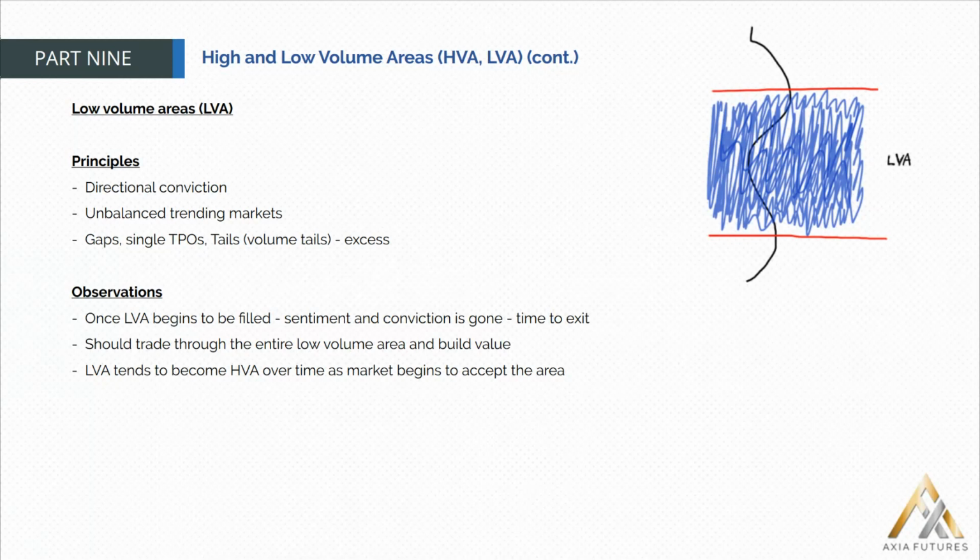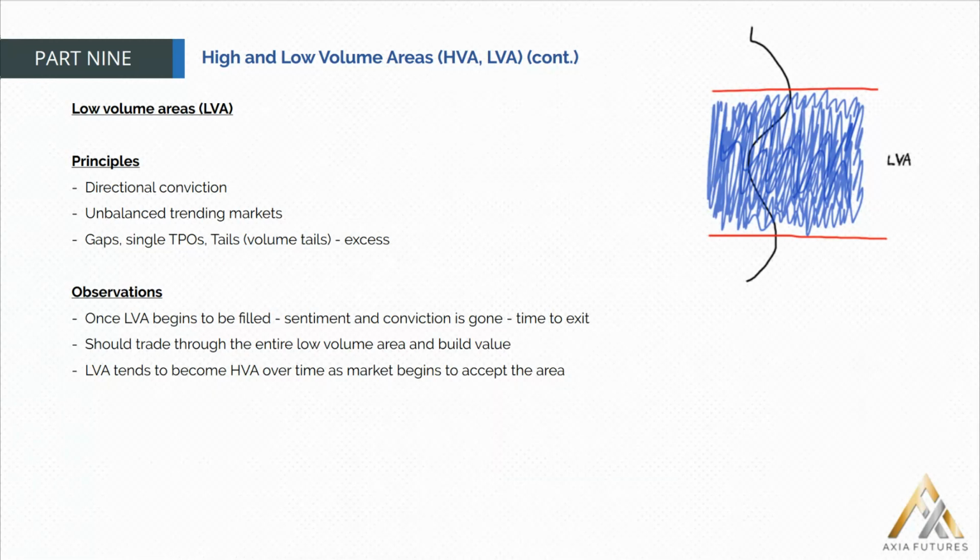Now, some of the observations with regards to low volume areas is that once a low volume area begins to be filled, the sentiment and the conviction is gone. So the initiative is gone. The initial move that we've seen, the momentum and the conviction is starting to disappear, and that means it's time to exit that convictional play.